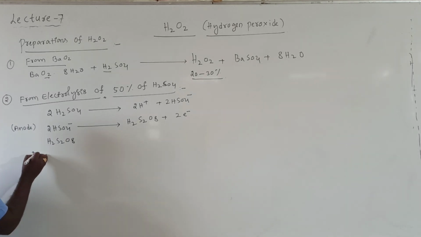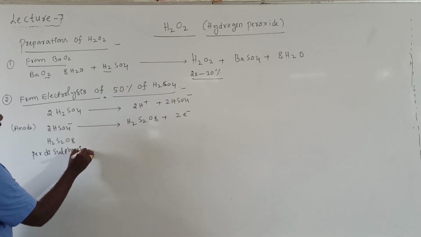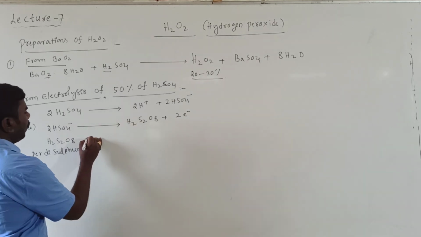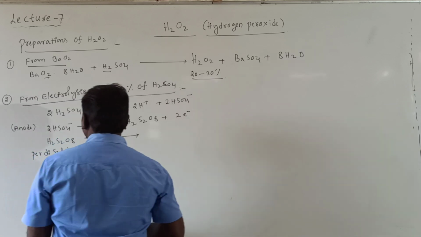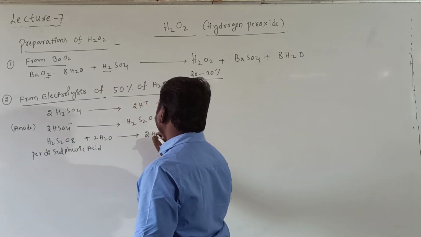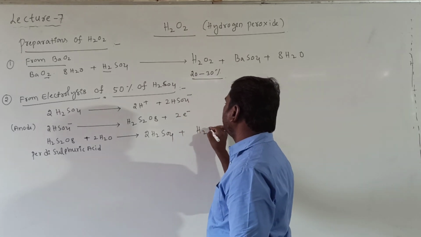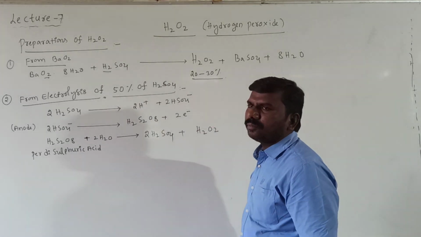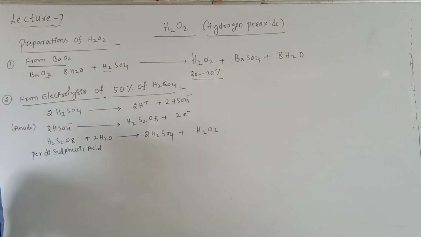Next, H2S2O8, perdisulfuric acid, otherwise peroxy disulfuric acid, treated with 2 moles of water, gives rise to 2 moles of H2SO4, which will be regenerated, and H2O2 will be generated. The 2 electrons and 2 H+ are removed as H2, hydrogen gas, at the cathode.